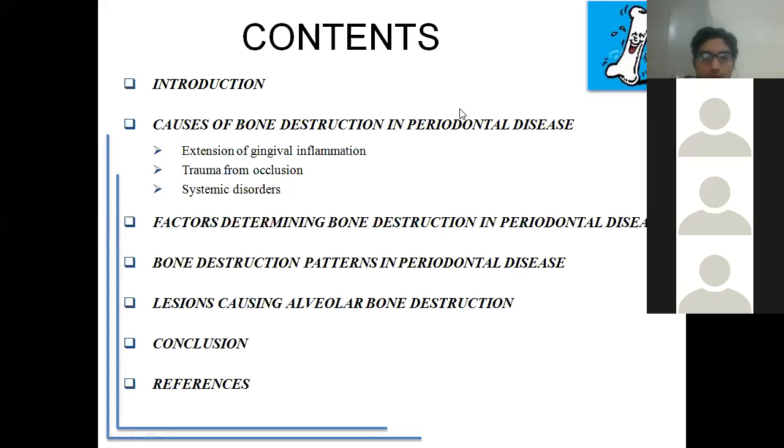Right? So what are the causes of bone destruction? First will be extension of gingival inflammation, then trauma from occlusion, systemic disorders, right? Then factors determining bone destruction in periodontal disease. Now, various bone destruction patterns in periodontal diseases like intrabony defects, reasons causing alveolar bone destruction, conclusion and references.